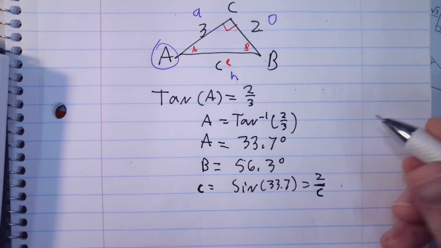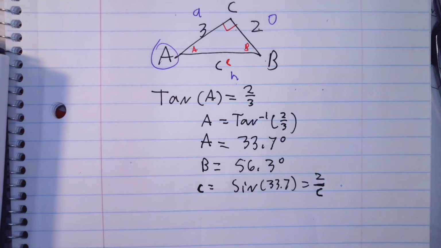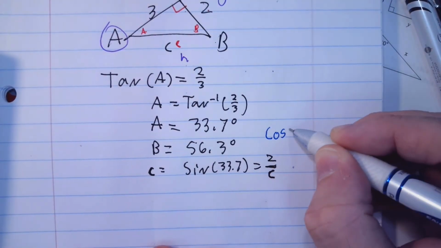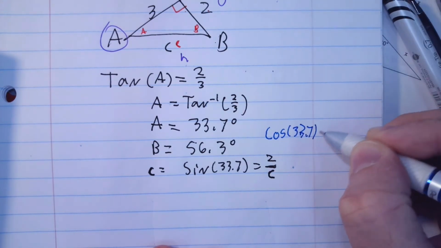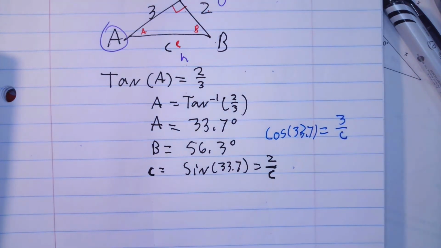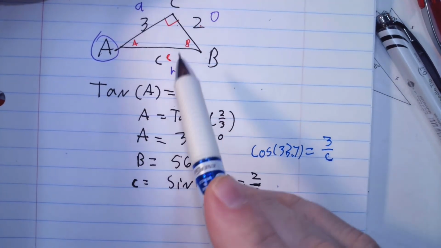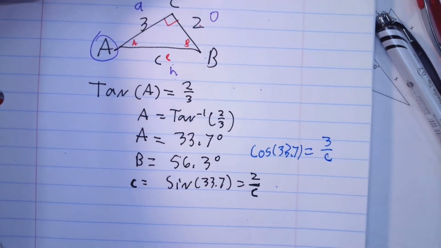Could I have done this instead? And I'll put it up here. Could I have done cosine of 33.7 equals 3 over c? Would that get you the same answer? Does that make sense? Because this one I just use the adjacent over c. This one I use the opposite over c. I'd get the same answer, right? In theory.